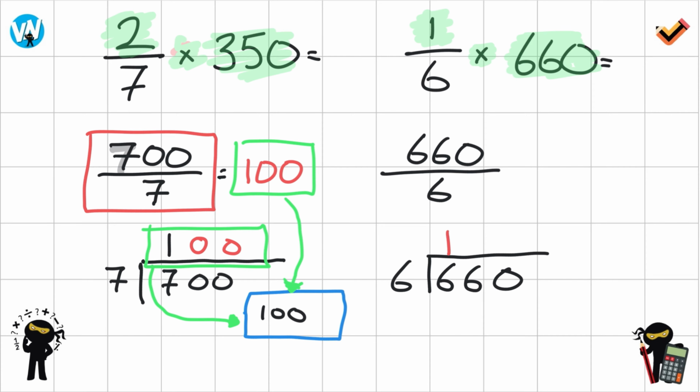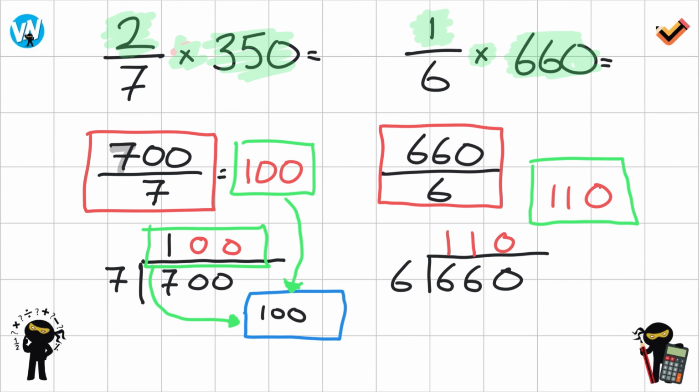How many 6s are in 6? 1. How many 6s are in 6? 1. There's nothing to happen there. So our answer is 110. And that is what would go in the answer box. This would not. We don't want that in the answer box. We want this. So essentially, that's how we solve these fractions by whole numbers. The next ones we're going to look at is how we solve mixed number questions.